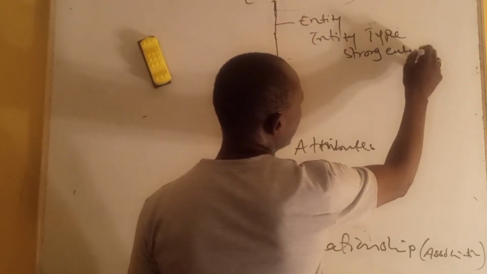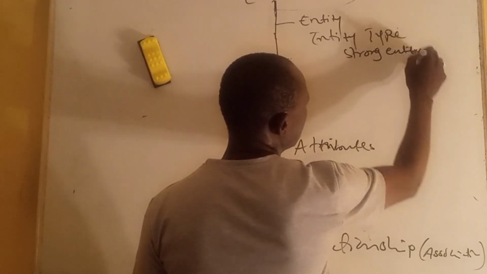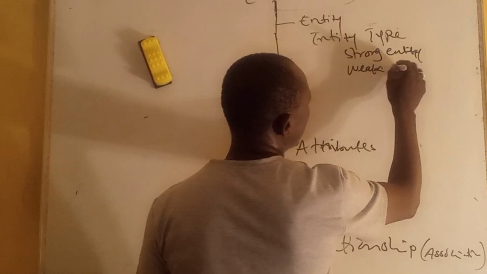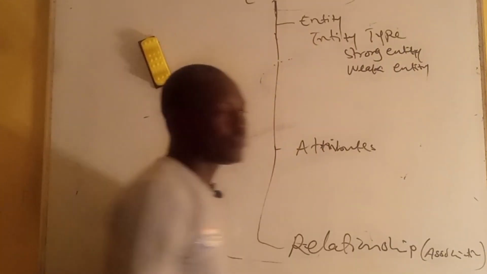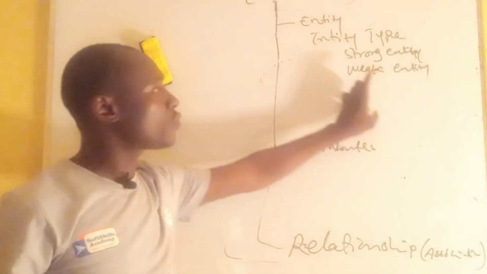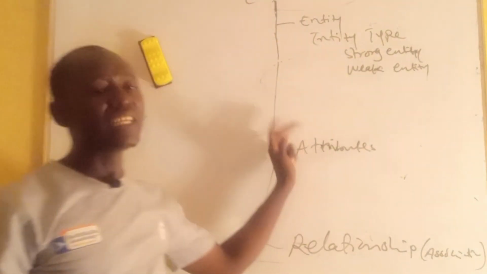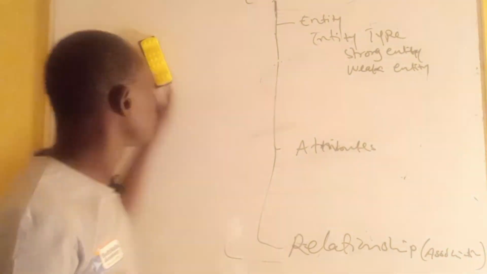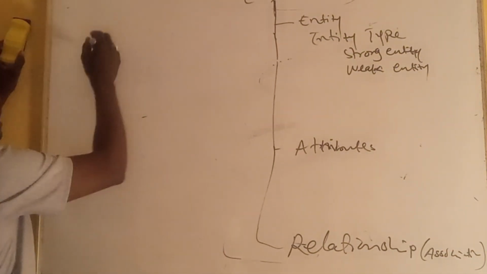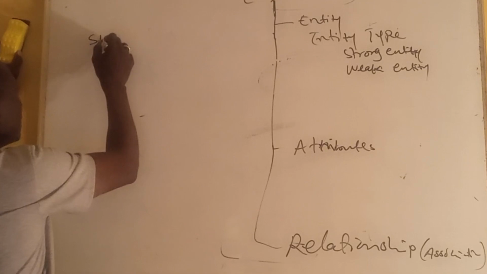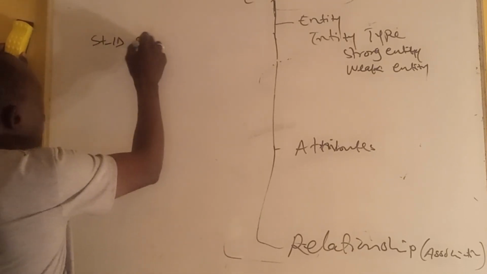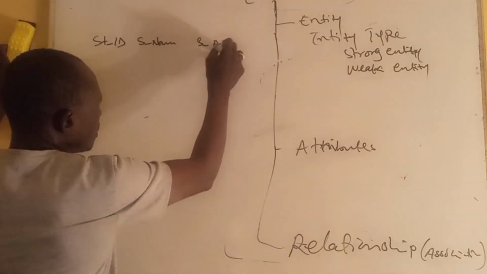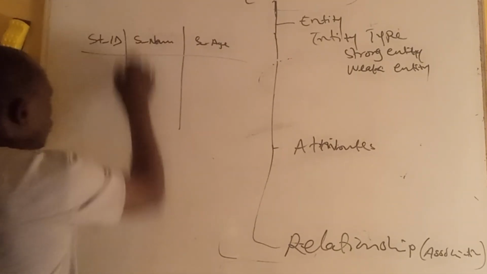So in this entity type, we have what we call the strong entity type and the weak entity type, right? When we talk about the strong entity type, these are the entity types that are having a primary key. Let's look at this. If we have student ID, student name, student age, and what have you, this is a table, right?